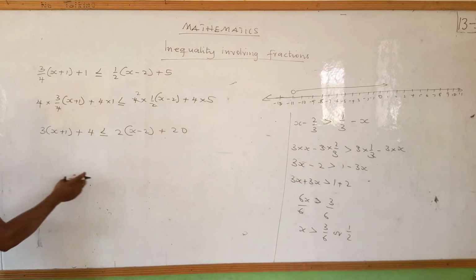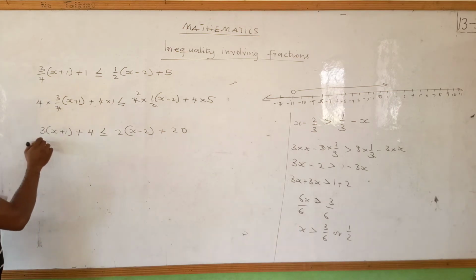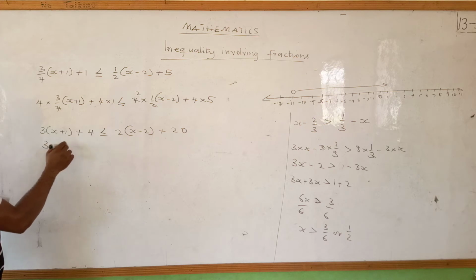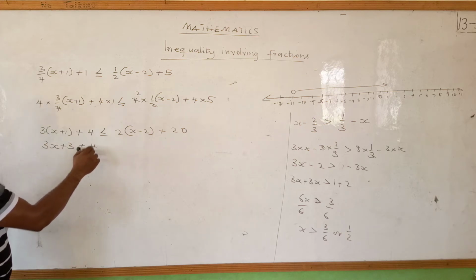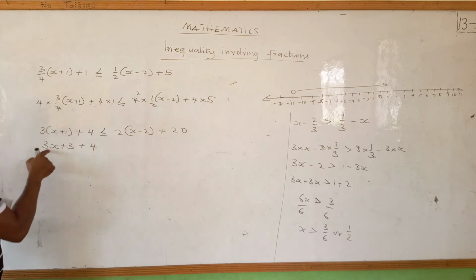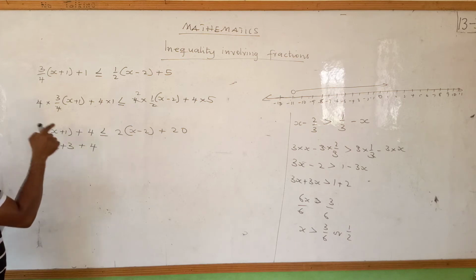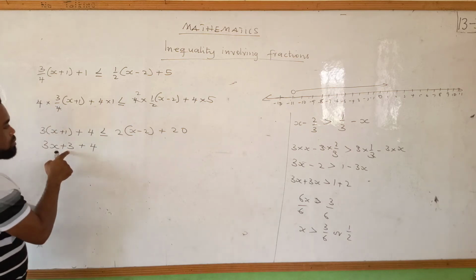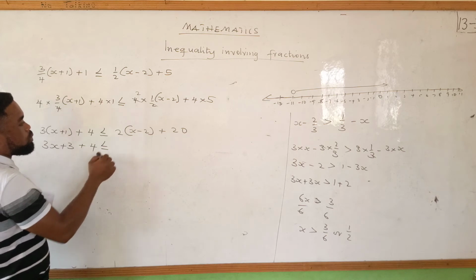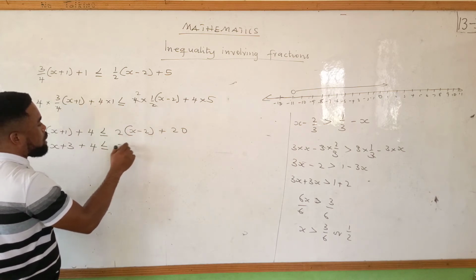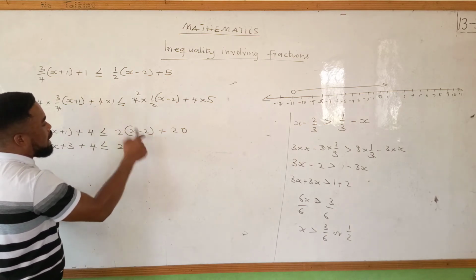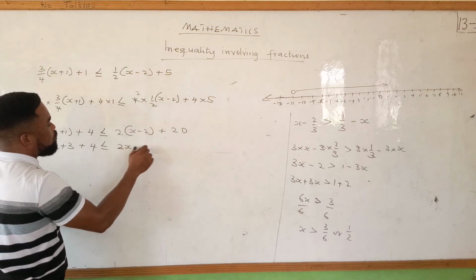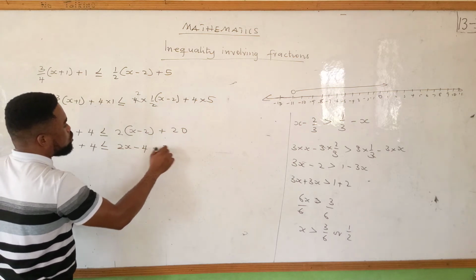Now let's dissolve the brackets. So we are going to have 3x plus 3 plus 4. That is 3 times x will give us 3x. 3 times 1 will give us 3. Okay. Less or equal to 2 times x will give us 2x. 2 times negative 2 gives us negative 4 plus 20.